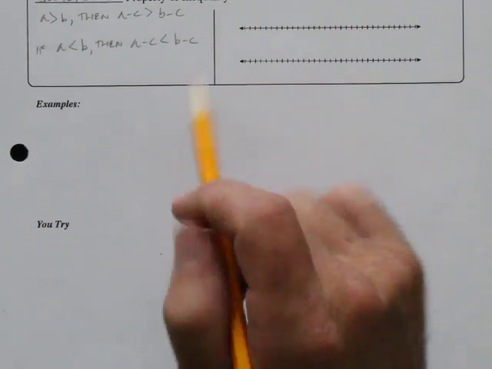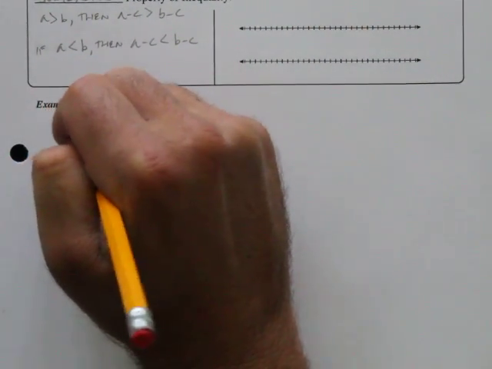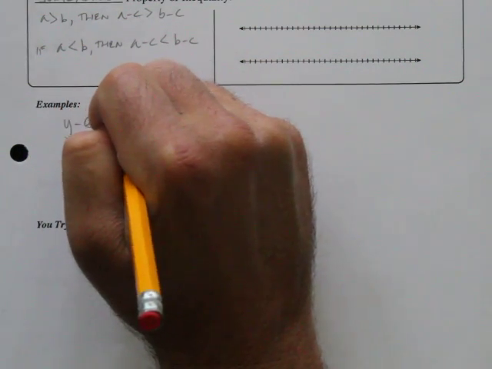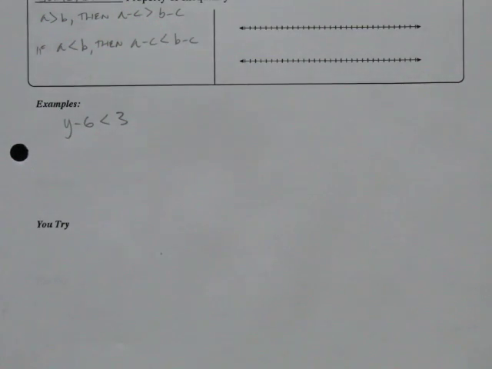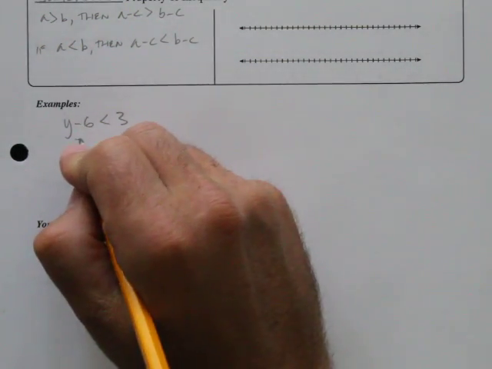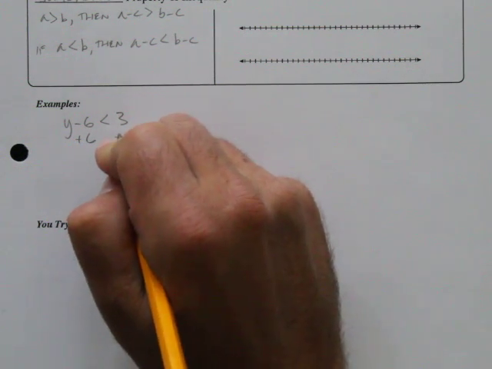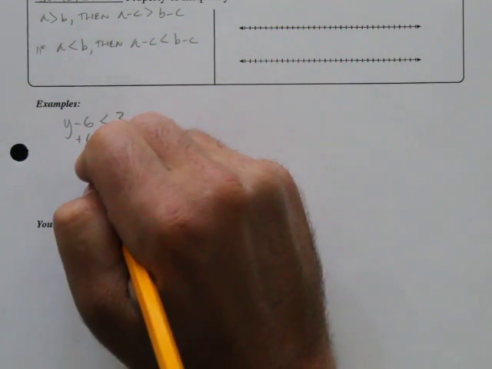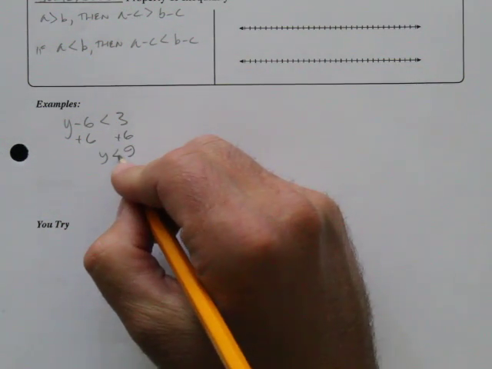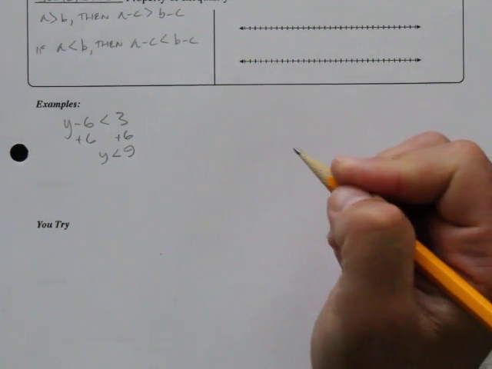Let's do an example. Y minus 6 is less than 3. So all I'm going to do is treat this like an equal sign. I'm going to add 6 to both sides. What I do to one side, I do to the other. Y is greater than 9. Now, I'm sorry, less than. I said greater than, but it's less than.